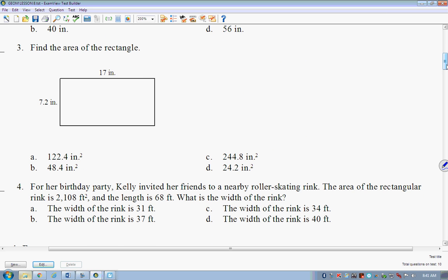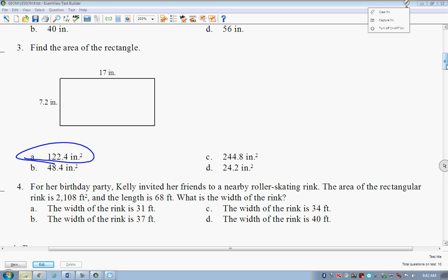All right, Jordan, how do I find the area of this next rectangle? Multiply. What am I multiplying? 17 and 7.2, because the area of a rectangle has what formula? Very good. Length times width. So what is 17 times 7.2? 122.4. Very good.